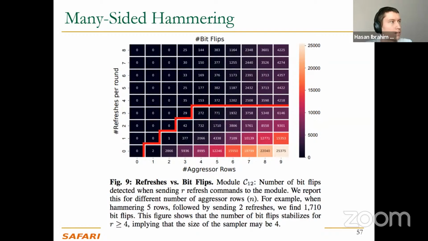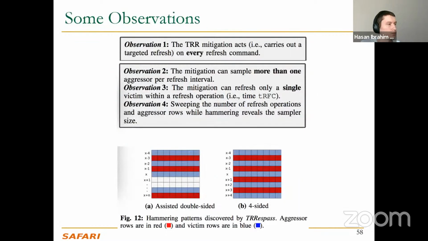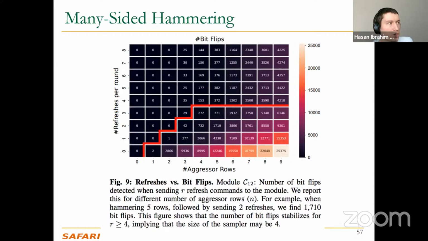Yeah, and then here's the entire table again, directly taken from the paper. Okay, so we have some observations here. The first observation is that the TRR mitigation acts on every refresh command. As I said, we already know this. Observation 2 is that the mitigation can sample more than 1 aggressor per refresh interval. And we observe that because of this table here, right? So it can protect.